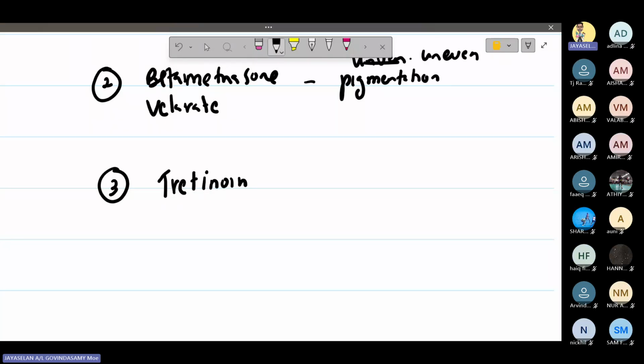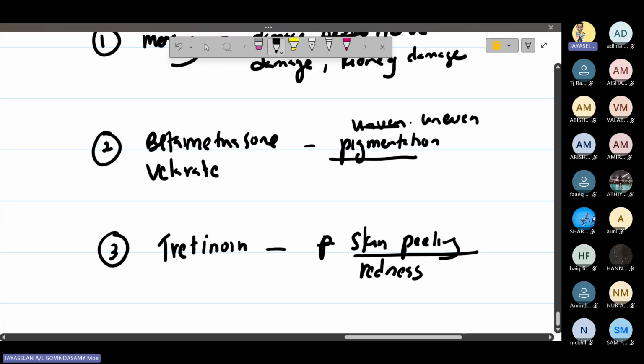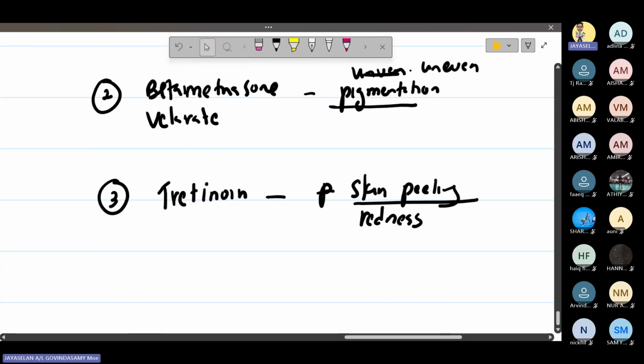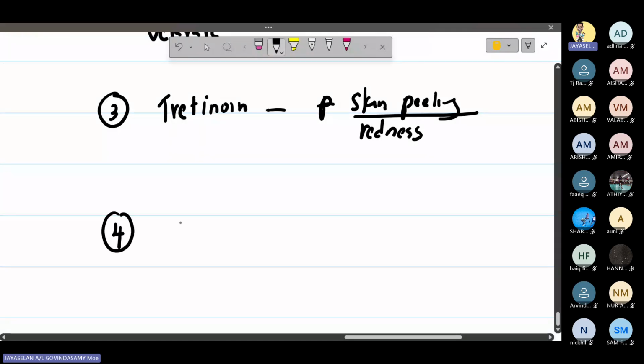Tretinoin. When long-term exposed usage of tretinoin, it can cause what? Skin peeling. If there is skin peeling, just choose tretinoin, or redness. Redness can, irritation also can. Tretinoin, skin peeling. Remember pigmentation, betamethasone valerate. Mercury, remember, nerve damage, kidney damage.